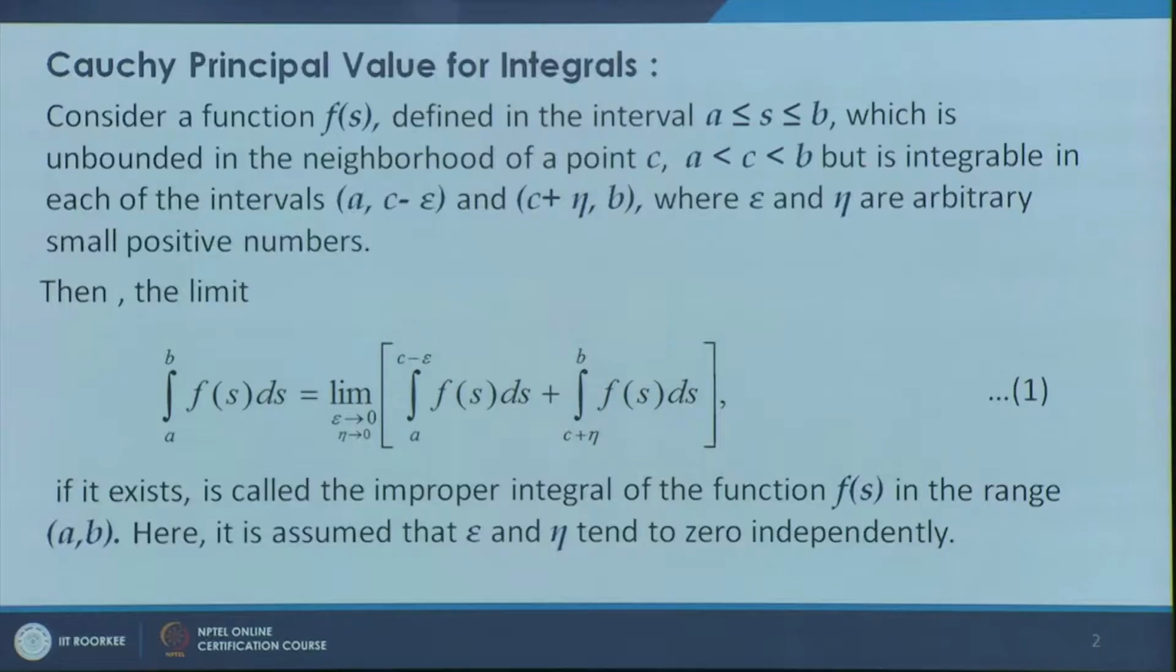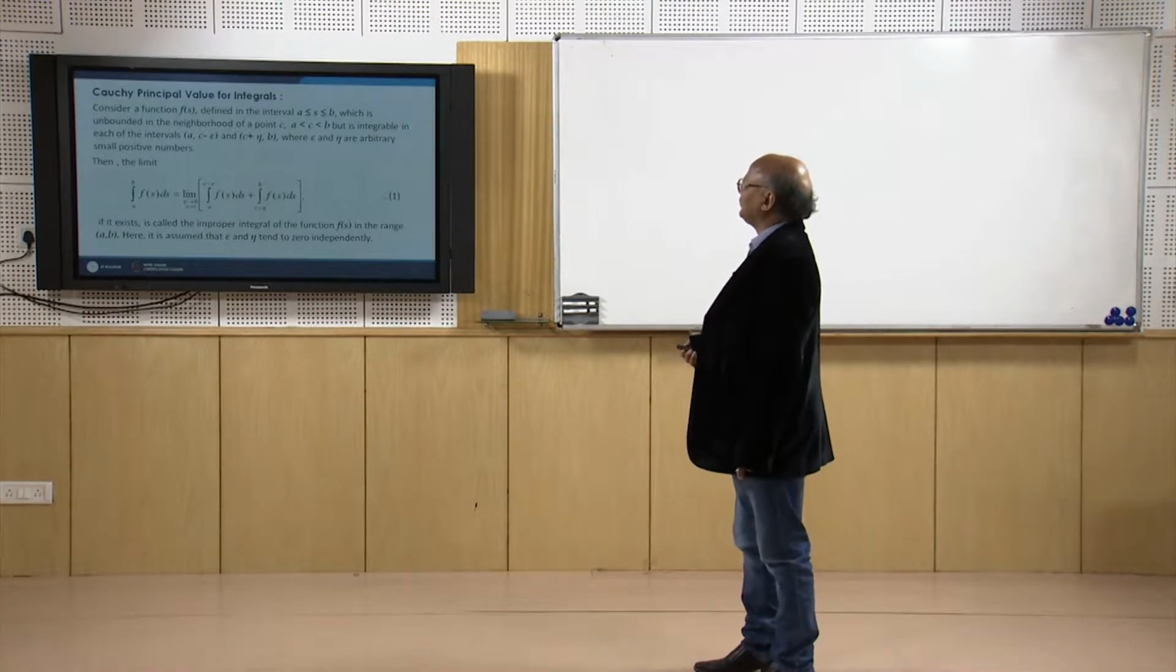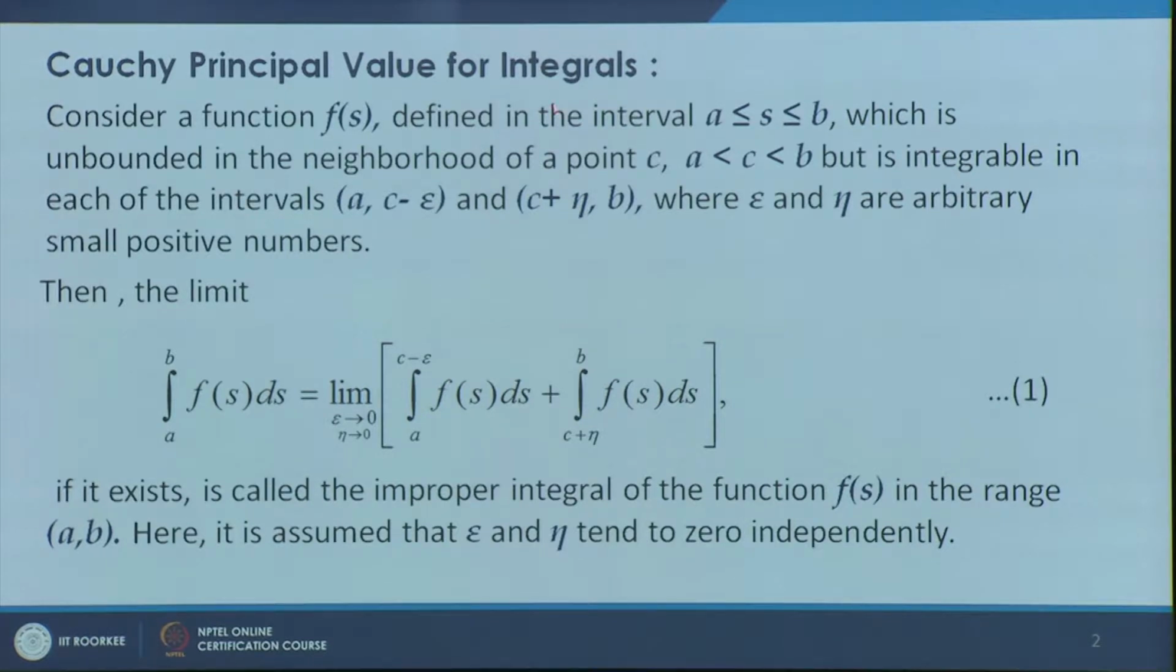Let us first define a Cauchy principal value for integrals. Suppose we have a function f(s) which is defined in the interval a ≤ x ≤ b, and it is unbounded in the neighborhood of a point c which lies in between a and b. If we assume that this function f is integrable in each of the intervals a to c minus epsilon and c plus eta to b, where epsilon and eta are arbitrarily small positive real numbers, then the limit of the integral a to b f(s) ds, which is equal to limit epsilon tends to 0, eta tends to 0, of the integral over a to c minus epsilon f(s) ds plus the integral over c plus eta to b f(s) ds, if it exists, is called the improper integral of the function f(s) in the range ab.